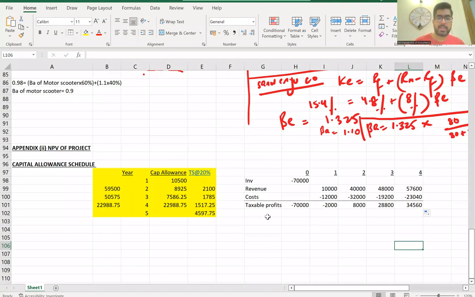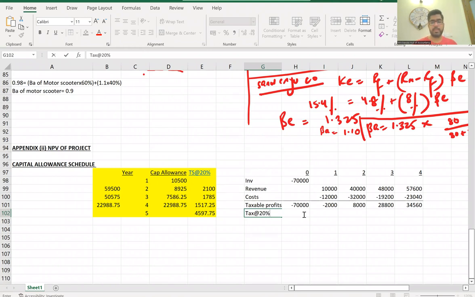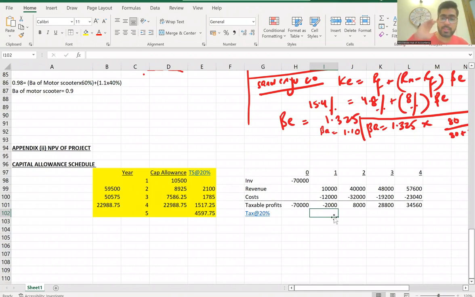On these taxable profits we pay tax at 20%. In year zero, no profits, no tax. In year one, 2000 is a negative loss, so at 20% you don't have to pay tax, you will get it back. There are multiple assumptions in the exam, so what you can do is write according to what the question states.